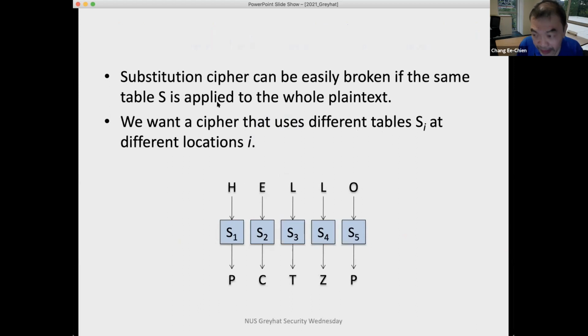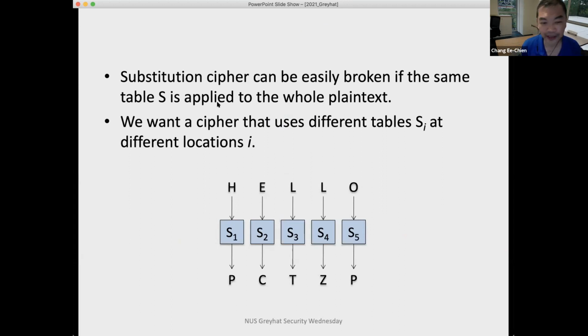So what we need is somehow, during encryption, to use a different substitution cipher table at every location. For example, for H you use one substitution table, for E you use another substitution table, and for L another one, and so on. And these substitution tables will be derived from the secret key.